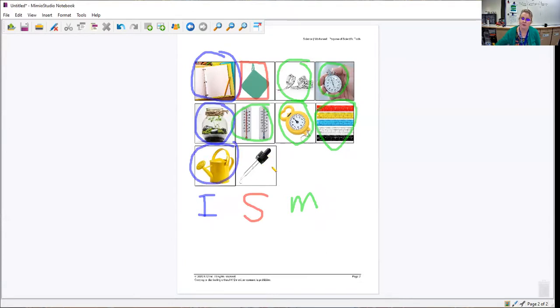And this is an eyedropper. Eyedroppers just help you to suck up liquid and then move liquid from one place to another safely. But it's not really a safety thing. It's more of an investigative tool. So I'm going to circle that blue for investigation.